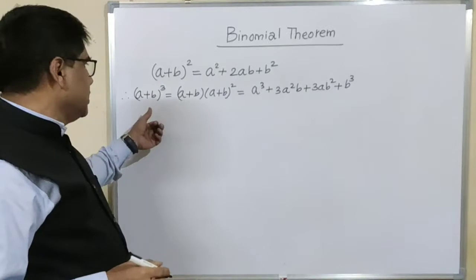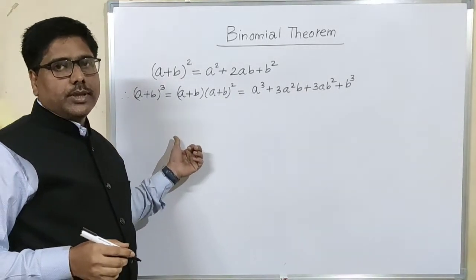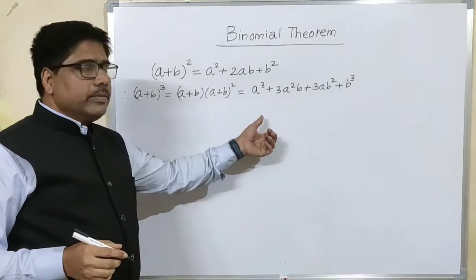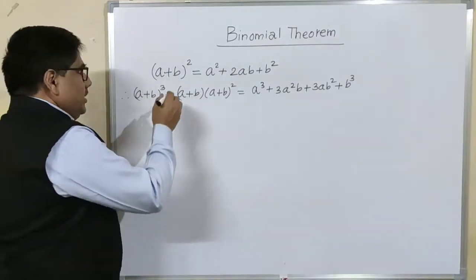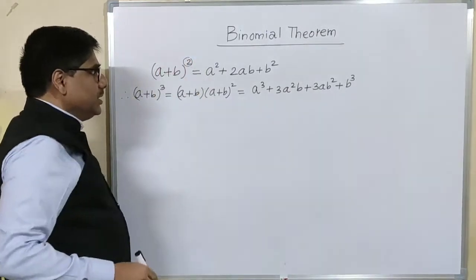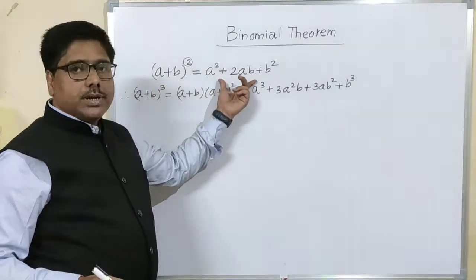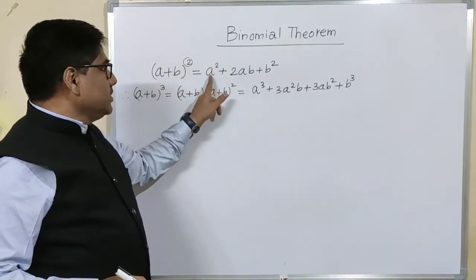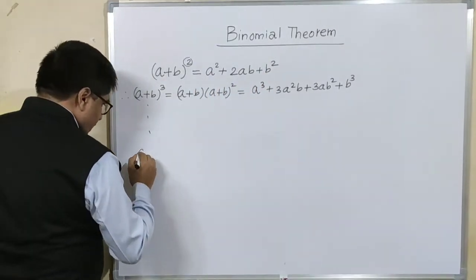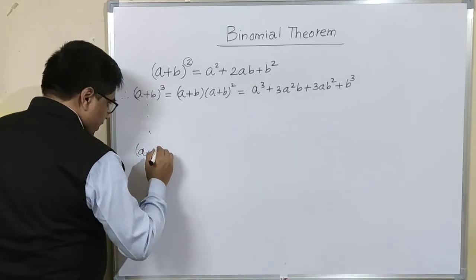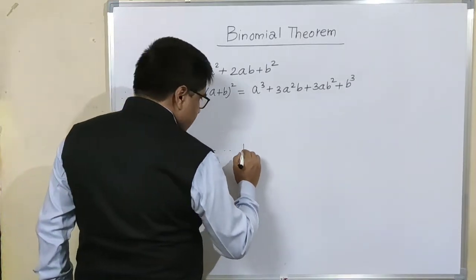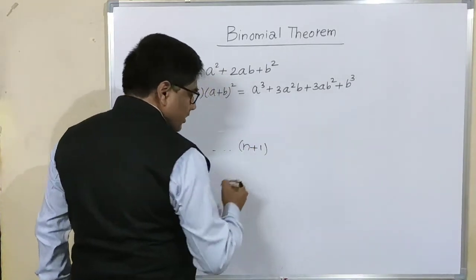Similarly, we can write the expansion of (a plus b) raised to 4 also, but as this power increases, it will be very difficult to remember all the terms. In the expansion of (a plus b) whole square, the power is 2, and the number of terms is 2 plus 1, that is 1, 2, 3. For the expansion of (a plus b) raised to n, the number of terms will be n plus 1.